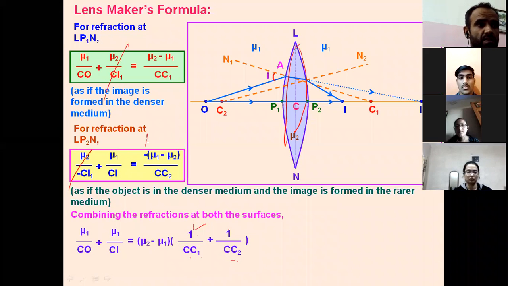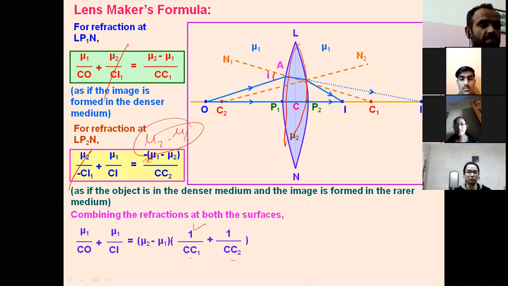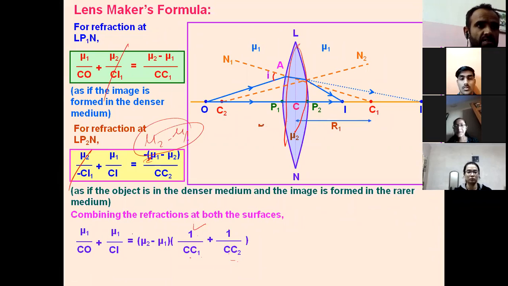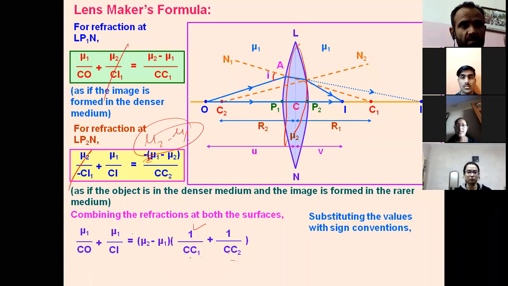From here also this will be μ2 minus μ1. और ये चेंज क्यों हो गए? Why? Because it is going from denser to rarer medium this time. Now applying sign conventions, सबको हम मेंशन कर देते हैं, R1 कौन है, R2 कौन है, U कौन है, V कौन है.